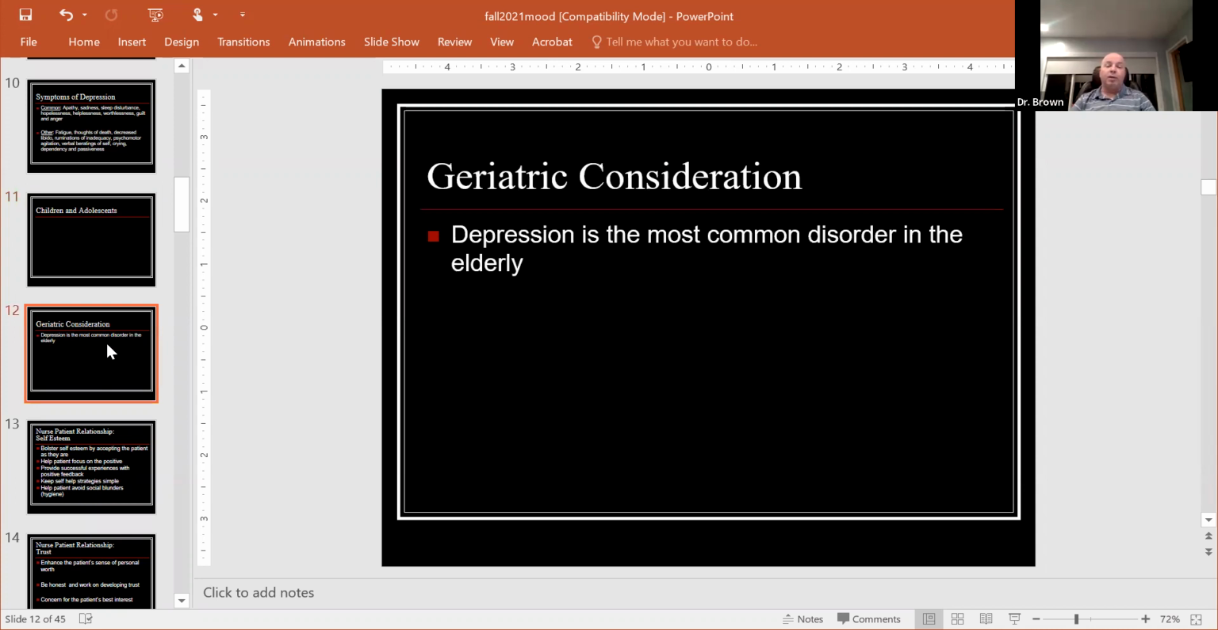So geriatric considerations, okay, it's the most common disorder in the elderly. People are outliving their finances, so they become dependent, or they might have to live in poverty. Bereavement overload. Does anybody know what that means? You see all people around you dying, and you think to yourself, when am I going to die?